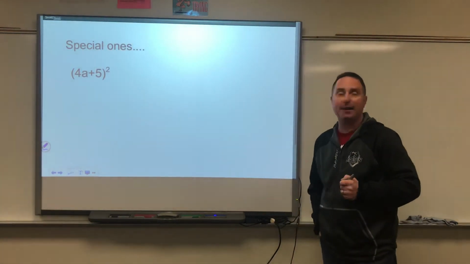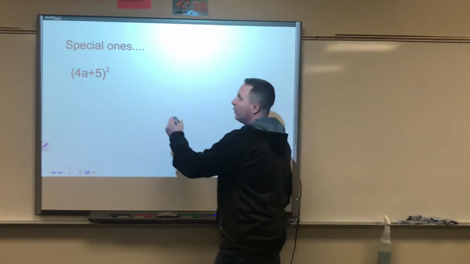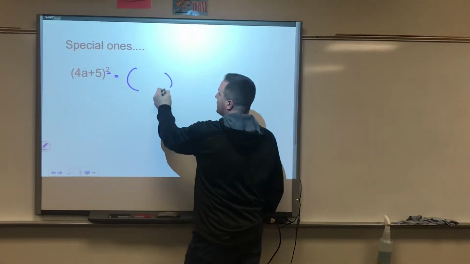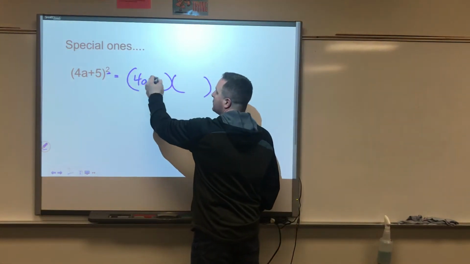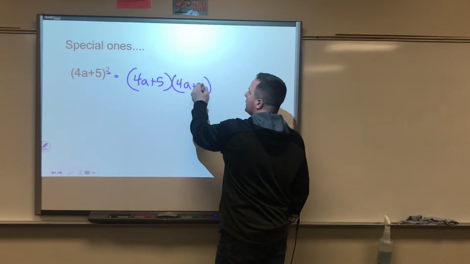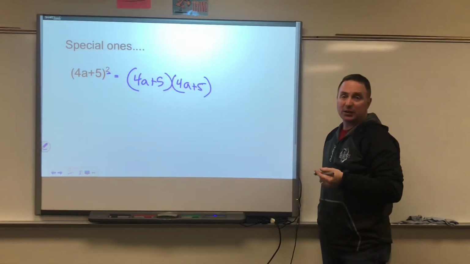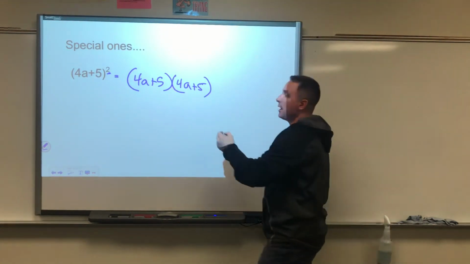4a squared plus 5. Now many of you know this. What does it mean to square something? Well, to square something means to write it twice, and multiply it by itself 2 times. There it is. And it really just becomes a FOIL problem, multiplication problem.